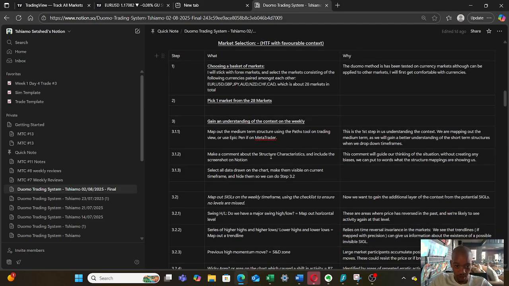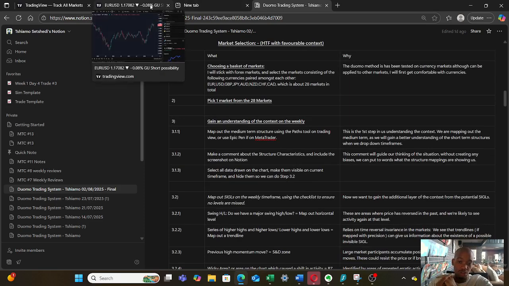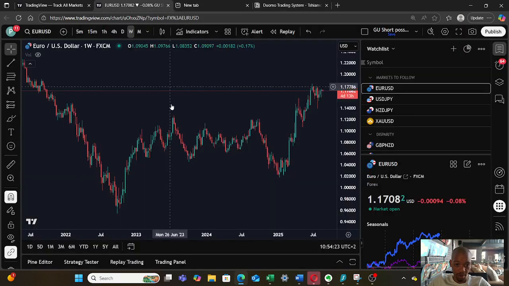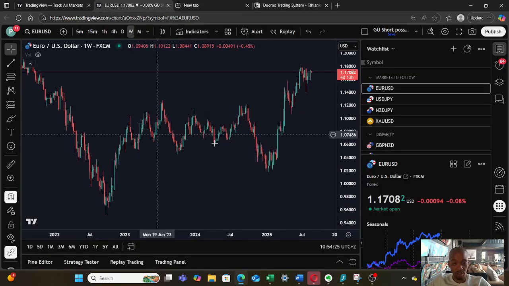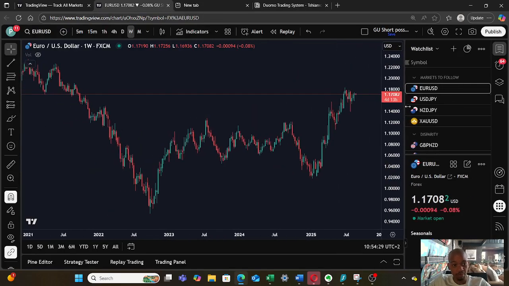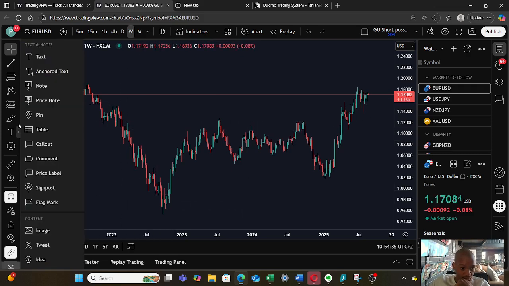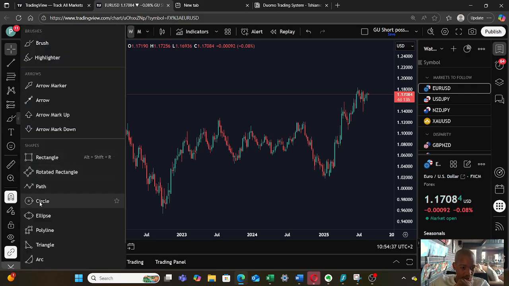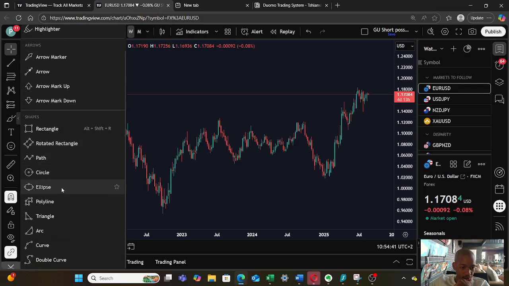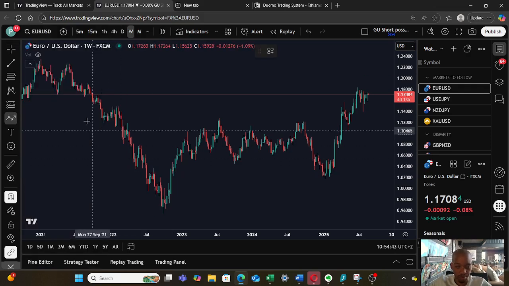Okay, so 3.1.1. We're going to map out the medium-term structures using the path tool on TradingView. Happy days. We're going to start on the weekly chart. Let's go. Let us select the path tool. Here we go.